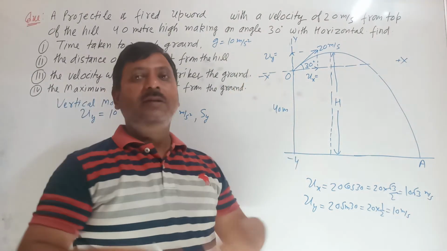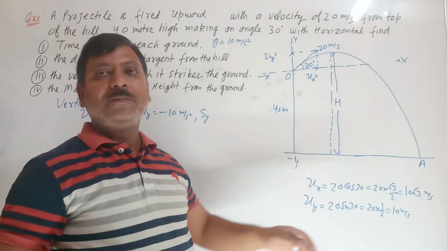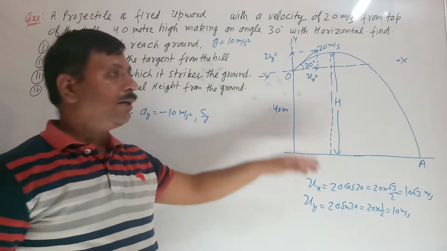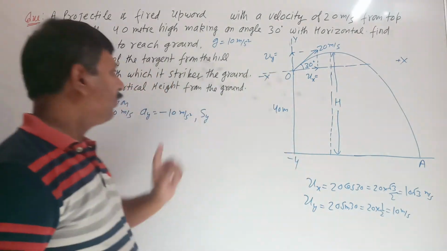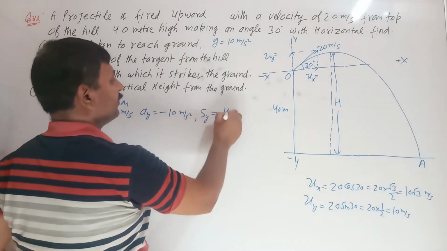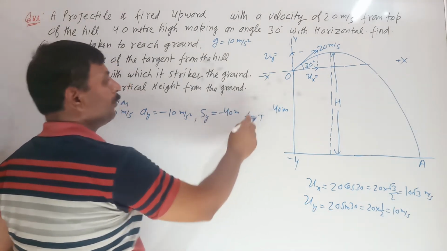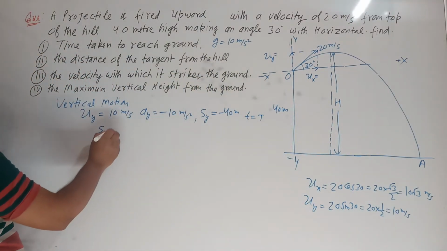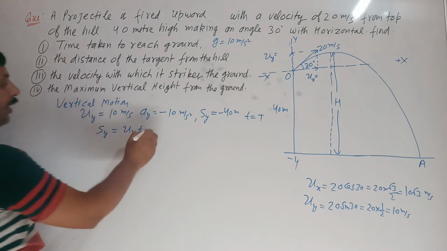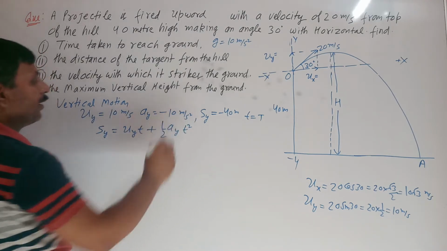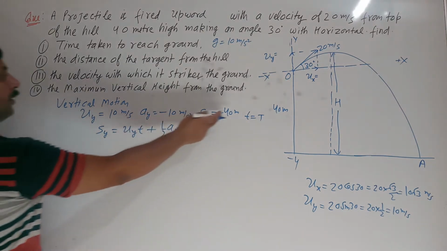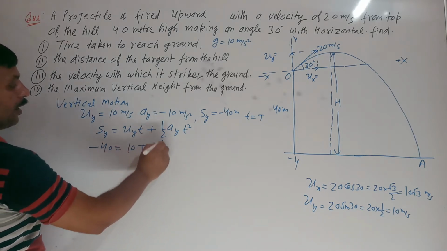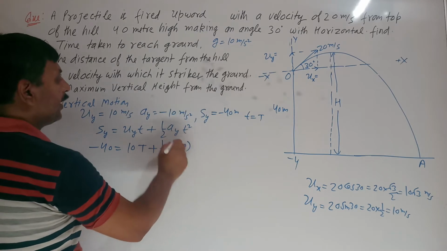Remember one thing, some students take downward as positive, but I have not taken it. I have taken upward positive, right positive, downward negative, left negative. The downward displacement I have to take negative 40 meter, and the time taken I have to find from here to here, that I have taken t. What we know, Sy is equal to what? Uyt plus half Ayt square, the second equation of motion. Minus 40 is equal to 10t plus half Ay, which is minus 10, t square.